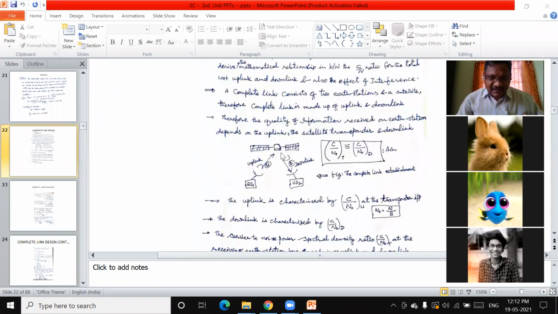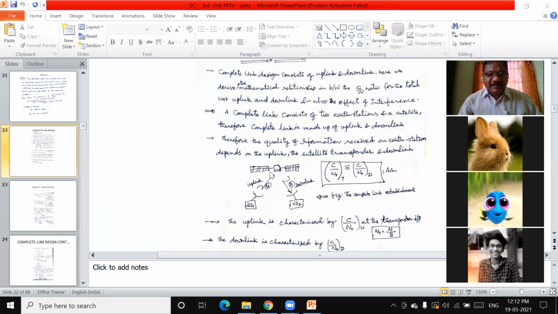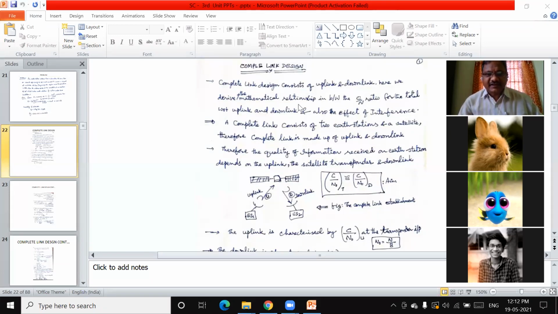So now here in this uplink U, we are going to consider, and downlink D, you are going to consider here. So now here, complete link design consisting of 2 earth stations and 1 satellite. Clear? And in this case, what we are going to do is give the mathematical equation for the carrier to noise ratio for a total link design, which consists of uplink and downlink. This is the total.